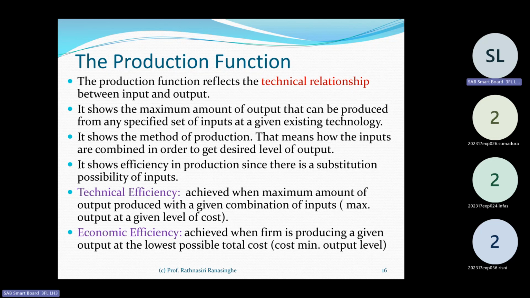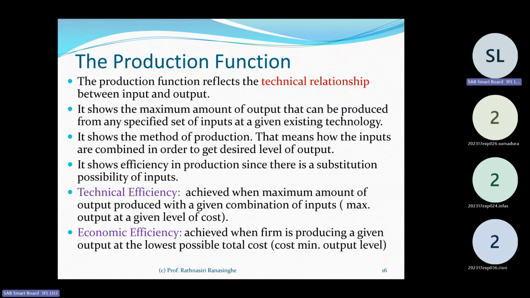Right? So there can be different combinations in which we can mix labor and capital. So we talk about the technical relationship. That is the maximum output that we can produce with the given level of inputs and at a given level of technology. That actually shows the desired output level. We are targeting, as producers, what we do: we always try to maximize output and get the maximum profit.